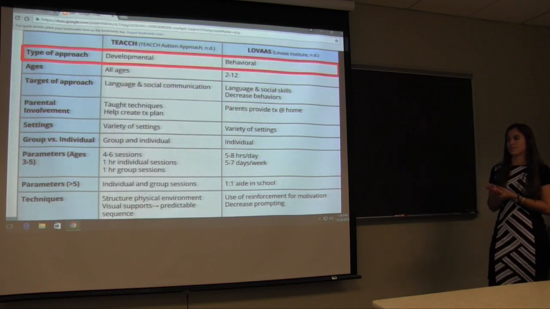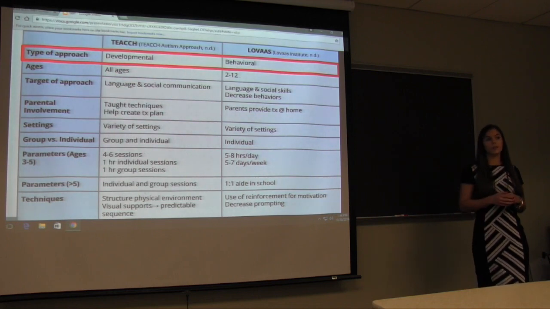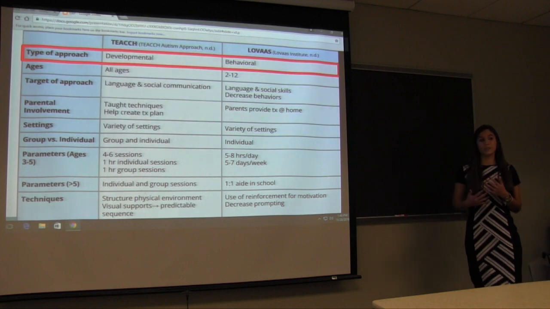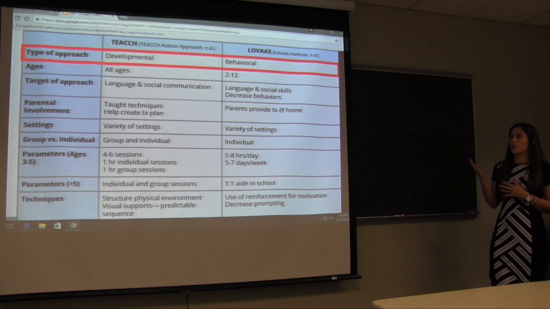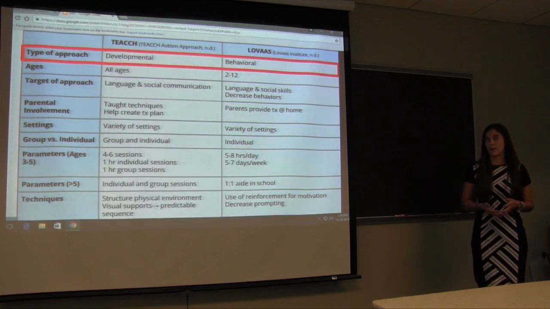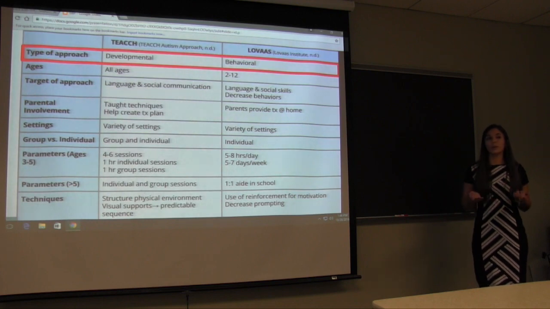So to begin, TEACH is a developmental approach, which means that you're looking at the level of development that the child has at that current time, and you're also looking at their strengths as well as their interests to base your approach off of. Lovaas, on the other hand, is a behavioral approach, which means that you're looking at the behaviors that the child exhibits. So you're trying to increase the wanted behaviors and then decrease the unwanted behaviors. The ultimate goal of this would be to have the child blend in a little bit more with the peers around them.